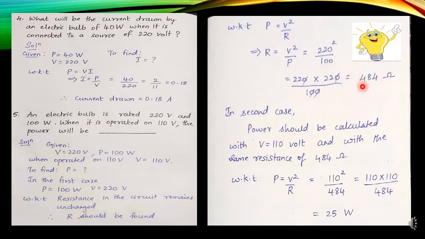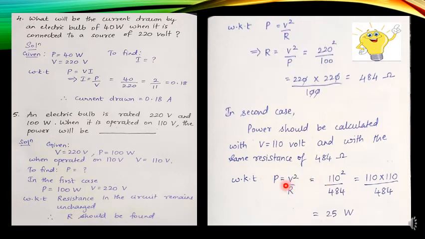So you will be using the same resistance, that is 484 ohms, and you will be calculating the power when the voltage is 110 volts. So in the second case, power should be calculated with V as 110 volts and with the same resistance of 484 ohms. So again, which formula are you going to use? Here also we know voltage, we know resistance. So you should be using this formula only: P is equal to V square by R. There is no requirement of any modification because we are finding P and it is already in LHS. So P is equal to V square by R.